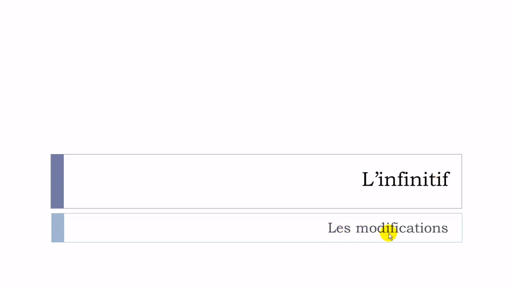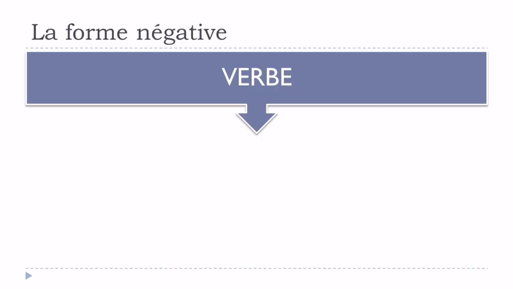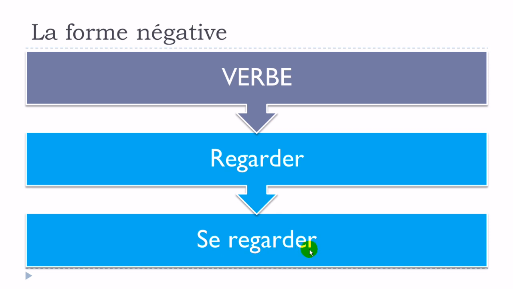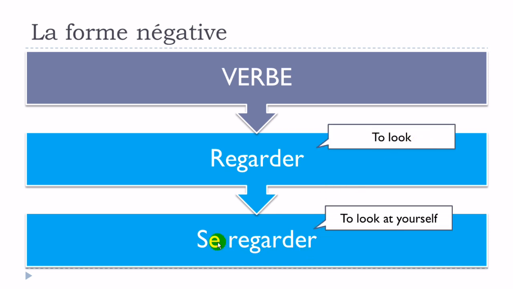L'infinitif and then les modifications, and more precisely we will talk about reflexive verbs. So let's start right now. I've been thinking that it would be interesting to pick two verbs: regarder first and then se regarder. Regarder means to look, and se regarder is the reflexive verb, to look at yourself.